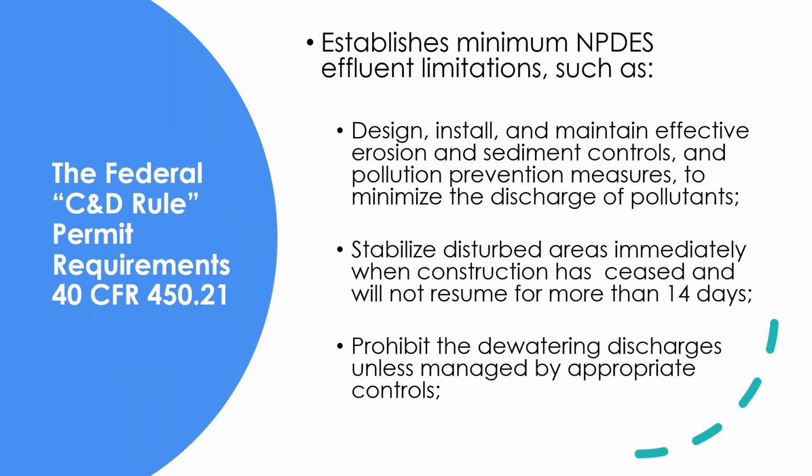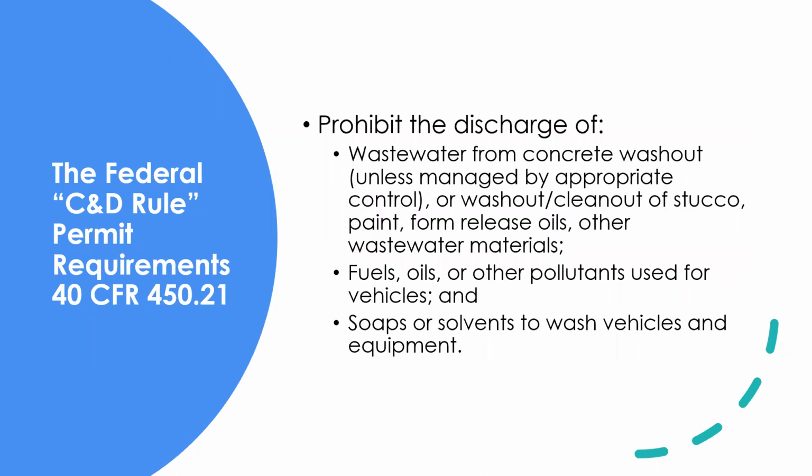The last thing as a part of this is prohibiting dewatering discharges unless it's managed by appropriate control. So if you're dewatering foundations or anything like that, the discharge has to be to a specific conveyance where it can be treated, or you have control measures in place. You also are required to prohibit the discharge of wastewater from concrete washout, which we saw earlier, or any other type of washouts of materials on your site. You have to prevent fuels, oils, and pollutants from your vehicles from going off site, and your soaps or solvents that were used to wash the vehicles as well.